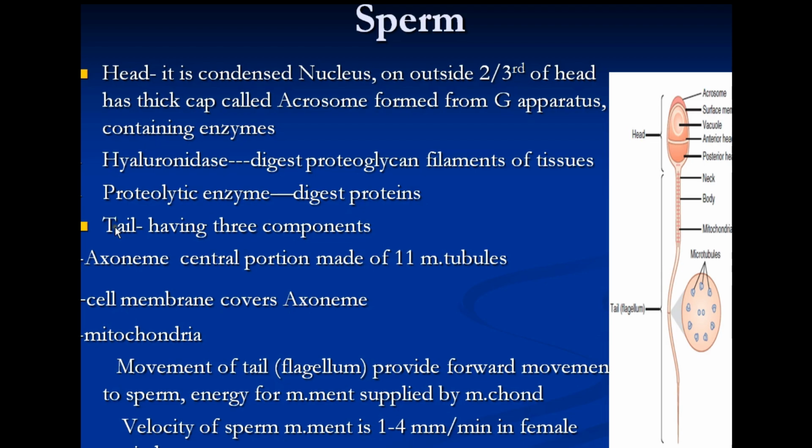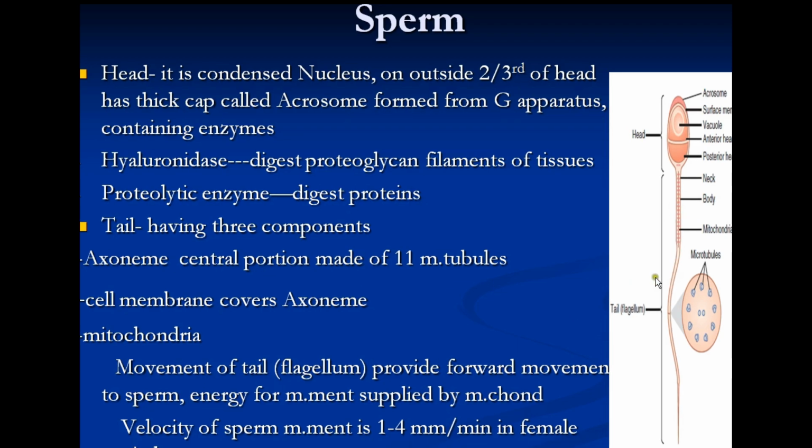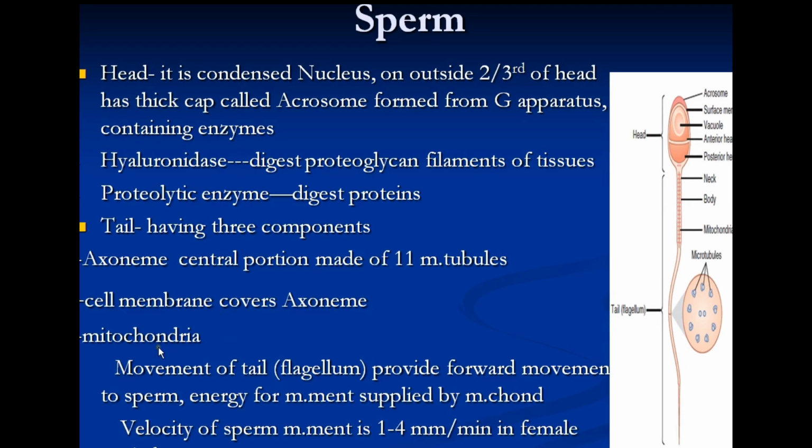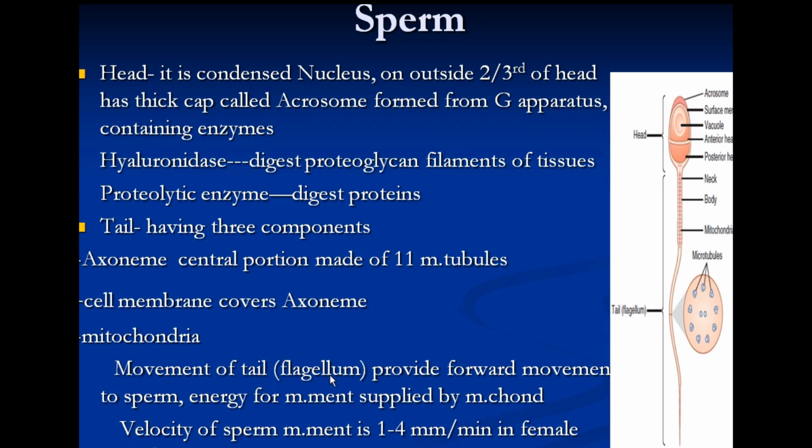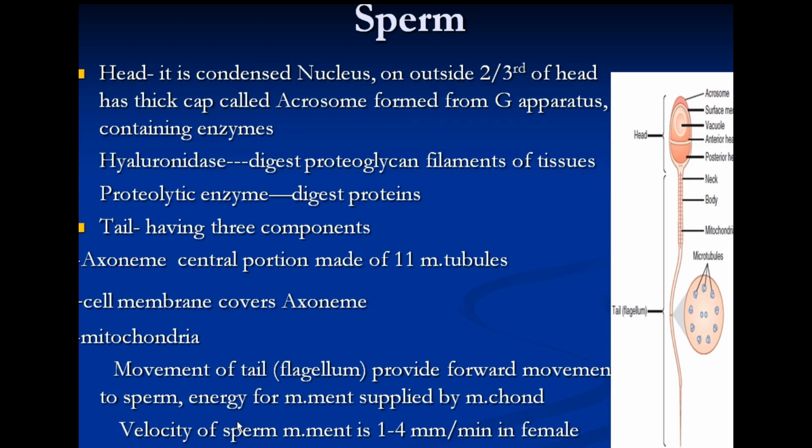The tail has three compartments: the centrally lying axoneme, which is made up of 11 microtubules, covered by the cell membrane, and the third is the mitochondria, a very large number of mitochondria contained in the tail. Movements of the tail, called the flagellum, provide forward movement to the sperm. Energy for movement is supplied by the mitochondria. The velocity of sperm movement is about 1 to 4 millimeters per minute in the female genital tract.